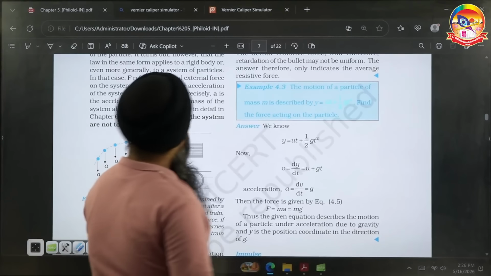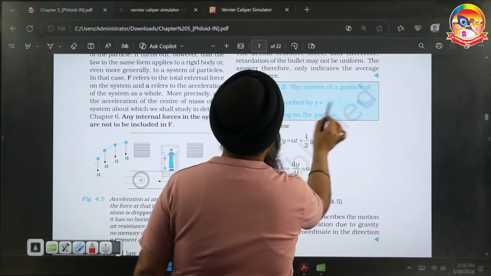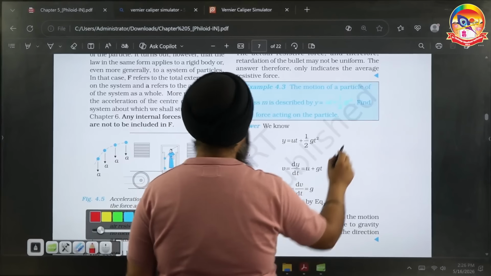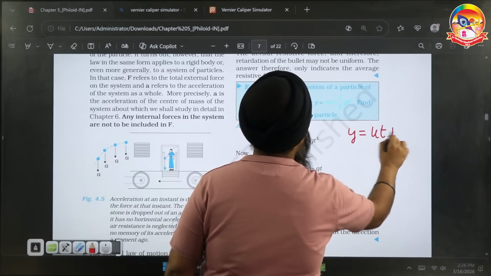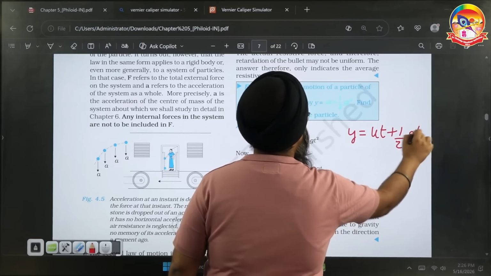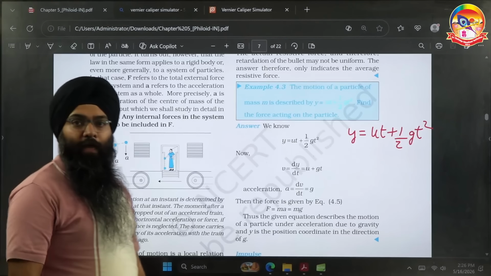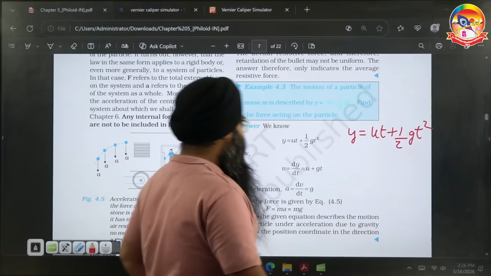They have said that the motion of a particle of mass m is described by y is equal to ut plus half gt square. So this is the displacement of the particle in the y direction. They are asking the force acting on the particle. Very simple. From this y we will differentiate 2 times to get the velocity and acceleration.